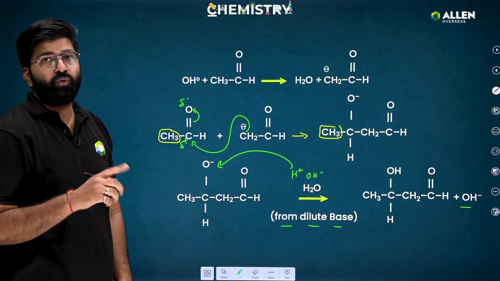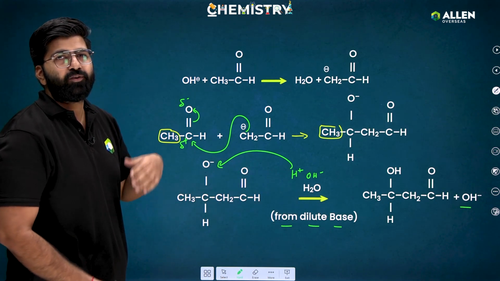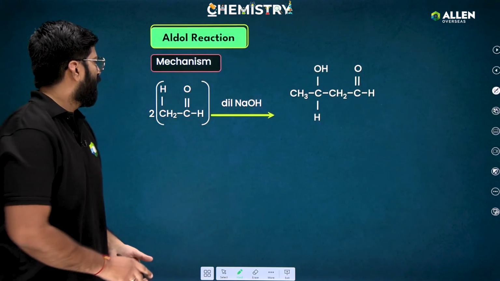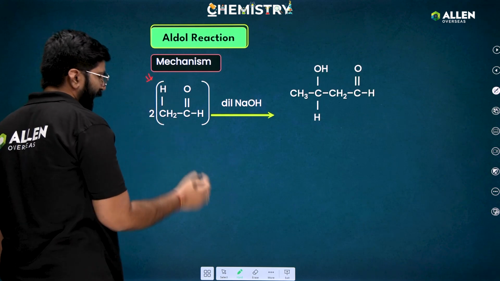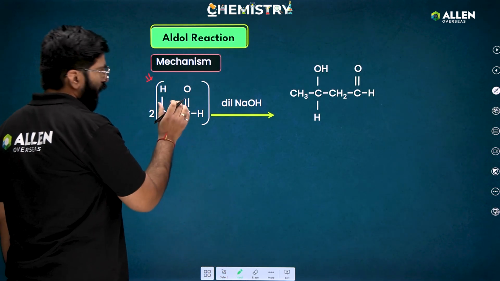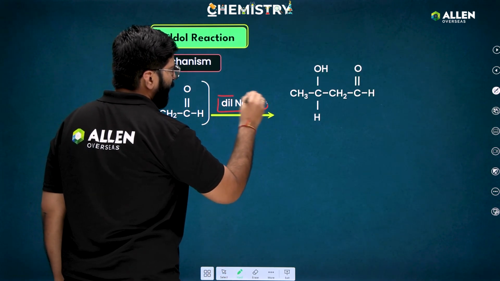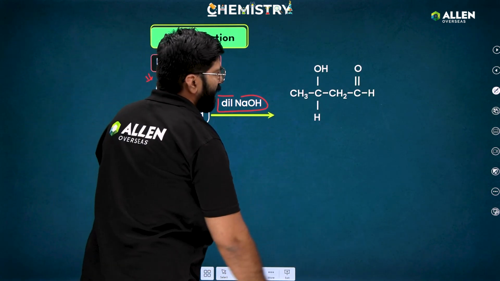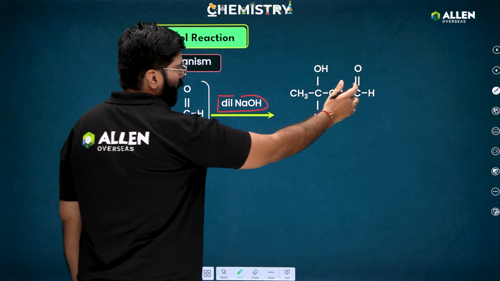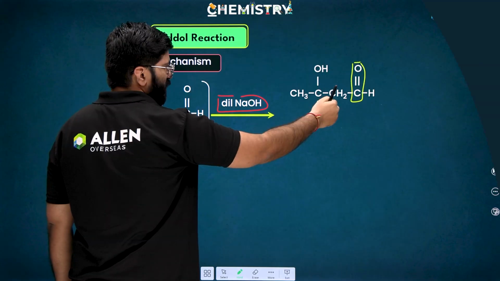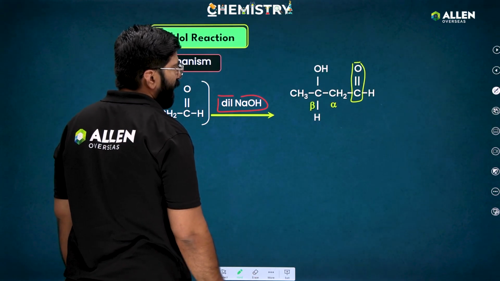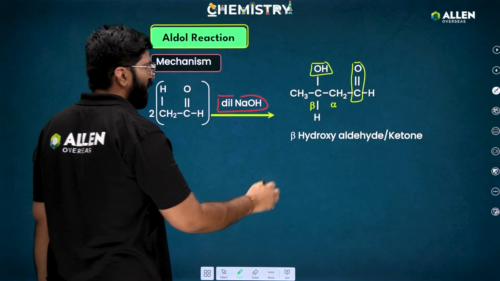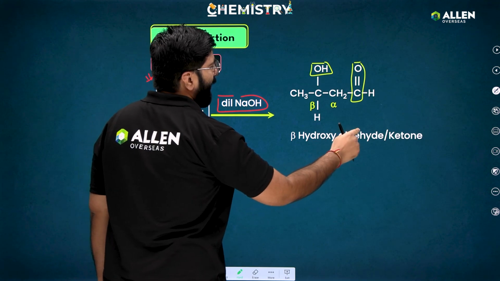And like I was telling you, we will talk about your beta hydroxyaldehyde. Let's talk about that. So this is the general idea. We use two molecules of your aldehyde over here. Yes, and in the presence of dilute NaOH, what is actually produced? This is produced. And what is this actually? Over here, this is your alpha carbon, this is your beta carbon, and this beta carbon has a hydroxy group. That's why we can directly call this a beta hydroxyaldehyde.